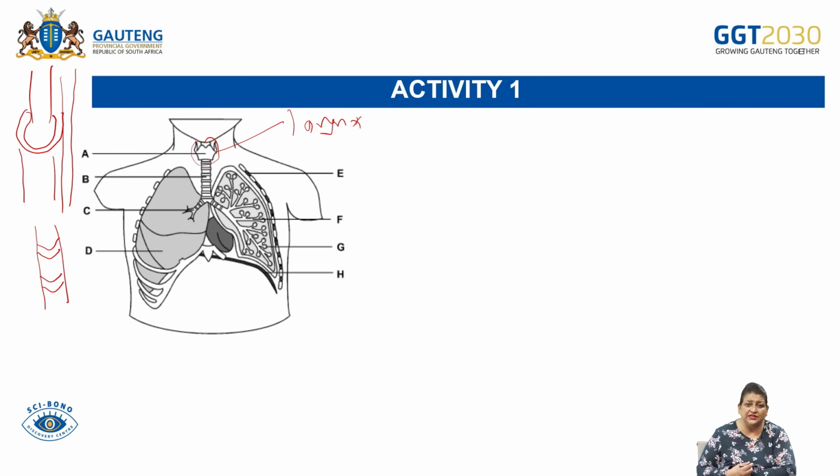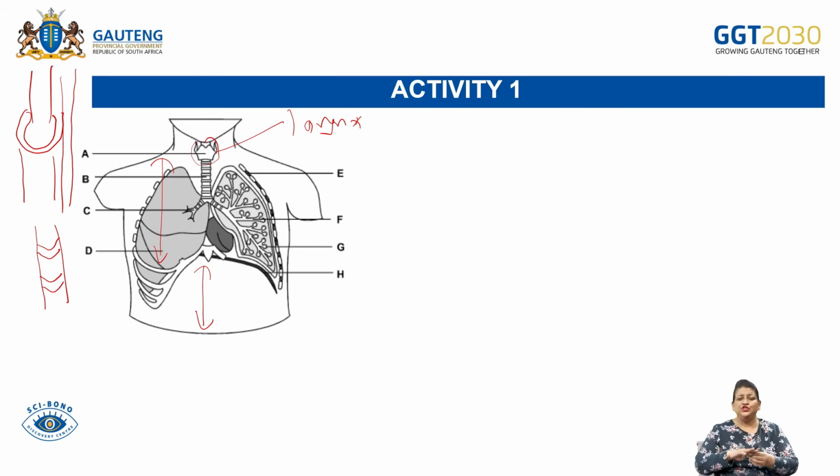You're going to learn about it next year. H is your diaphragm. It's a muscular wall that separates your thorax, your chest cavity, from your abdomen. Remember, that's your abdomen and that's your thorax. So your thoracic cavity, which is your chest cavity where your lungs and your heart are found, and this is the intestines, and the stomach is found in your abdomen.